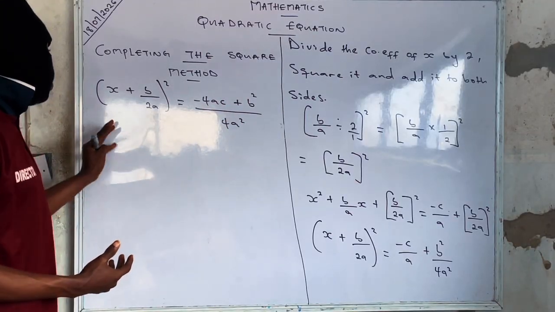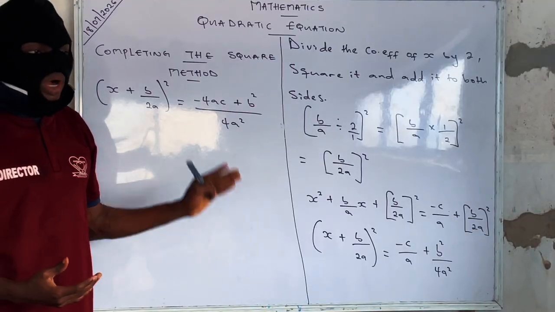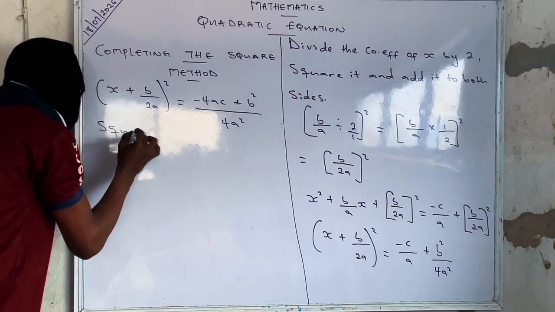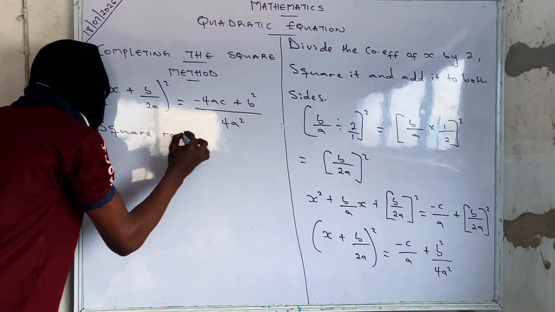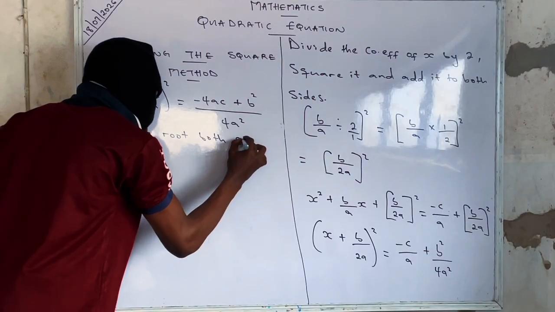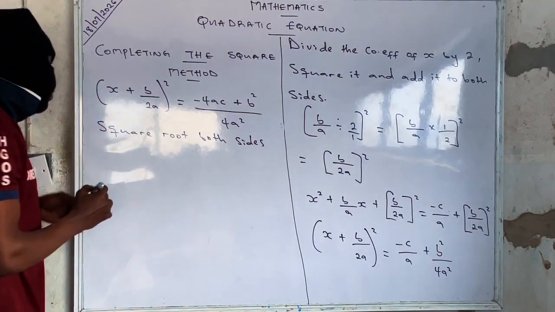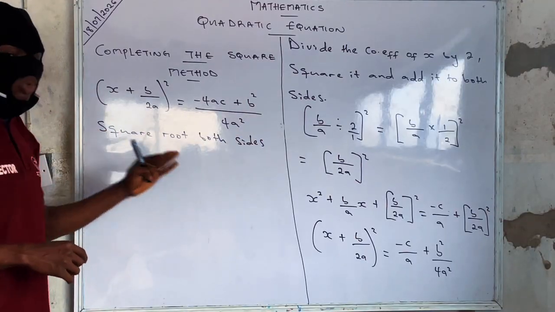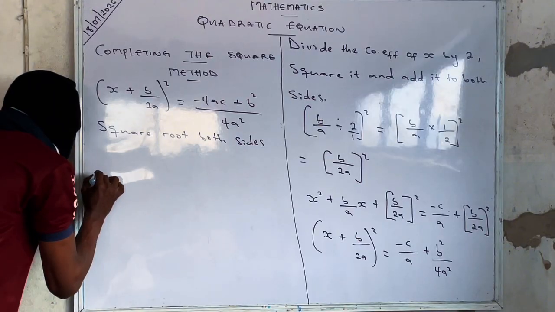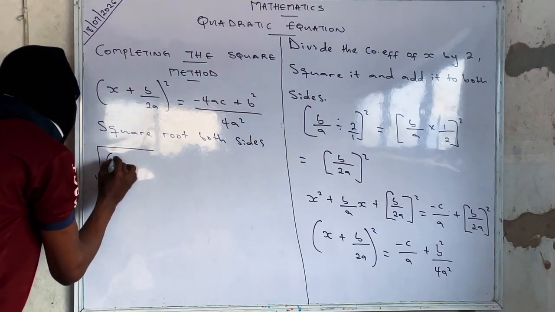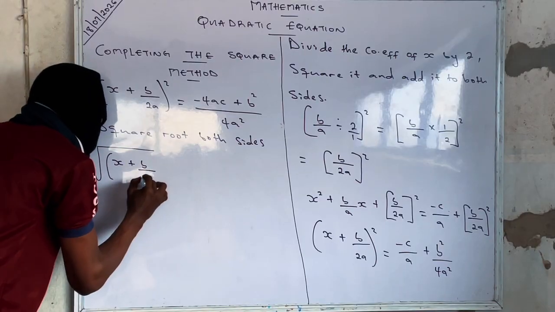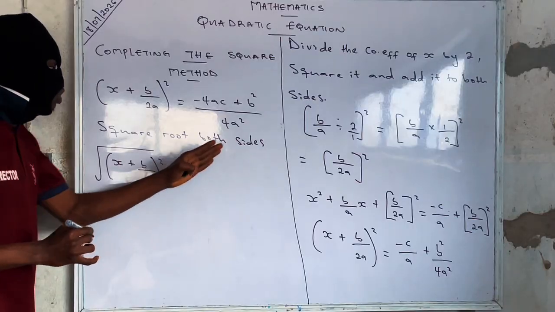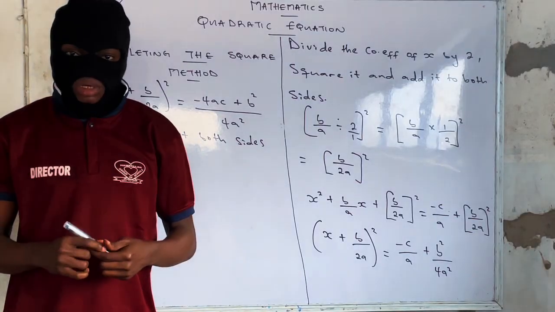So what you are going to do is square root both sides. You square root both sides. The reason why we are square rooting both sides is because we want to eliminate the square. For you to eliminate a square, you have to square root. Now we are going to put your square root, then you have your x plus b over 2a square equals to. Now since you are square rooting both sides, you have to put your plus or minus.